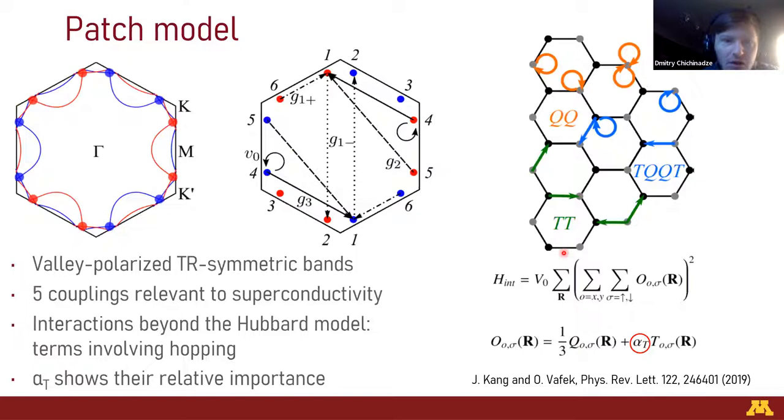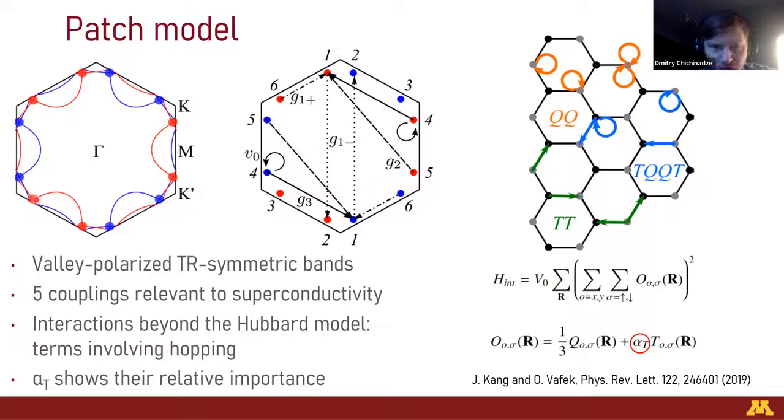So what do we do? We introduce a patch model. We consider only fermions living around those van Hove points. Overall, we have 12 patches, and every color here means a valley, because valley is essentially a quantum number assigned to a band. The intervalley scattering is negligible here. So we have valley polarized, spinless, time reversal symmetric bands. What I mean by spinless is that if I take a fermion from a blue patch and change k to minus k, I end up with a fermion on a red patch.